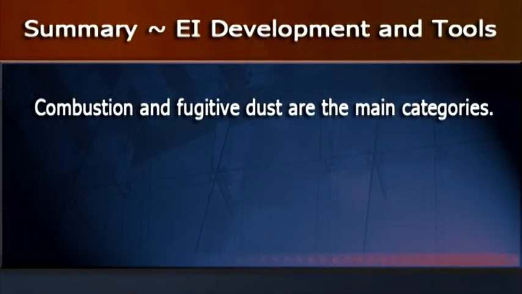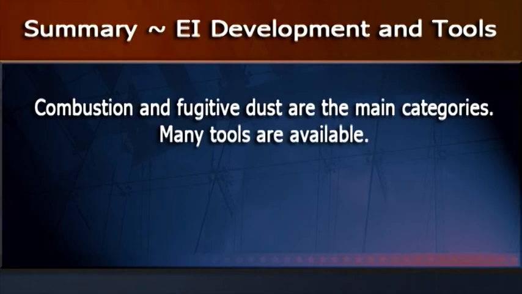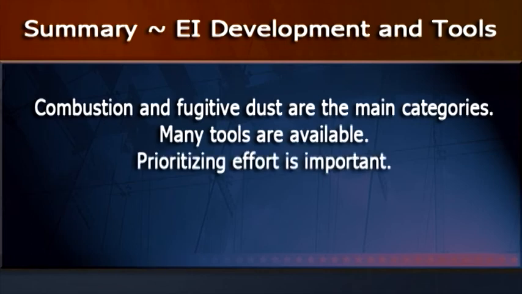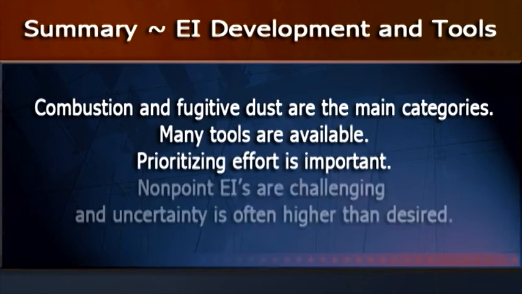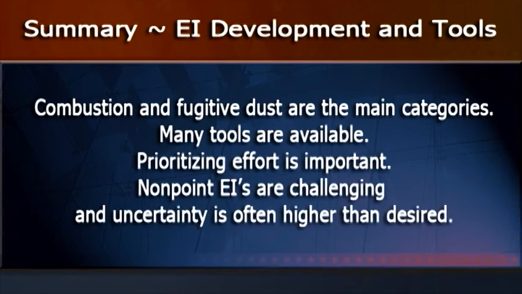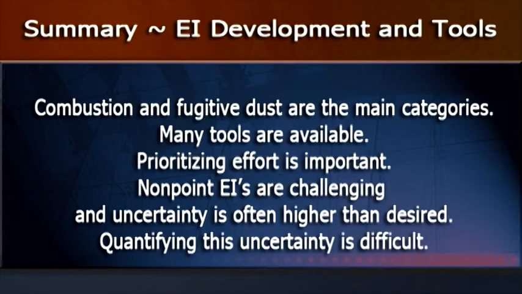Let's summarize. Non-point sources are an important part of PM 2.5. Combustion and fugitive dust are the main broad categories. Many tools are available to identify these sources and estimate emissions. Prioritizing the effort is important. Non-point inventories are challenging, and uncertainty is often higher than desired. Quantifying this uncertainty is very difficult.